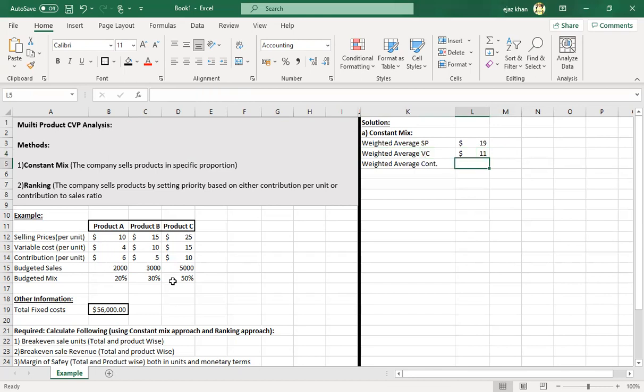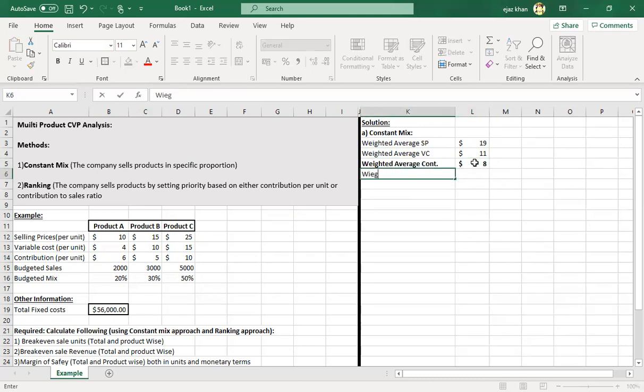Now, if you need to find out the weighted average contribution, you have two ways. Either you multiply these values with these percentages like we did in case of a variable cost and selling price. Or the other way will be, since we have already calculated the average price and average variable cost, we just simply need to subtract the variable cost from the selling price to get the weighted average contribution. So both ways are acceptable. So now we have got weighted average contribution as well.